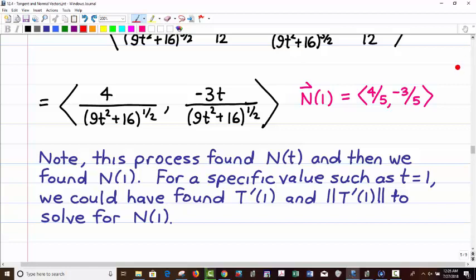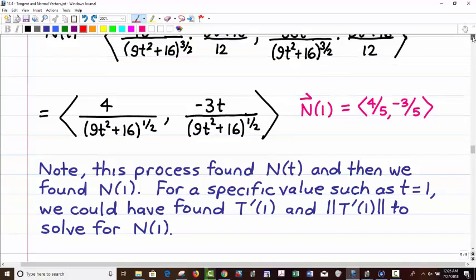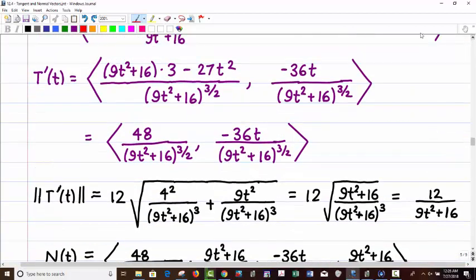But yes, once I had T prime of t done algebraically, I had to do all this algebraically right here. I had to get to this right here. And whether you simplified it or not, that doesn't matter. But I had to get to this algebraically. But yes, I could have plugged 1 in at that point and got T prime of 1, and then got the magnitude of T prime of 1 numerically, and then divided, and that would have been correct.